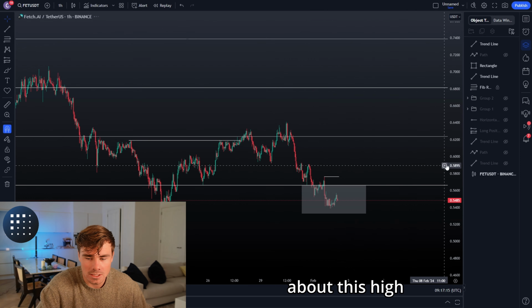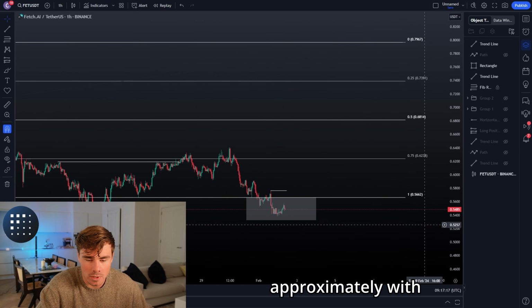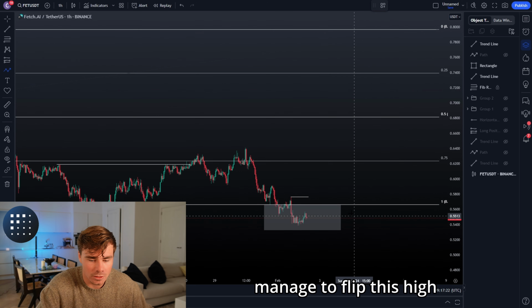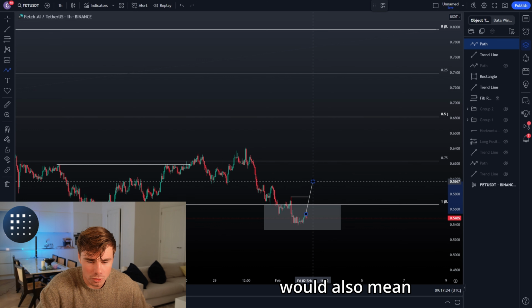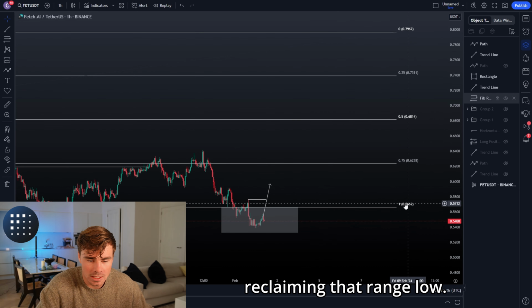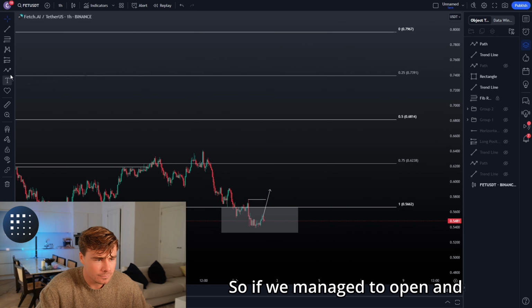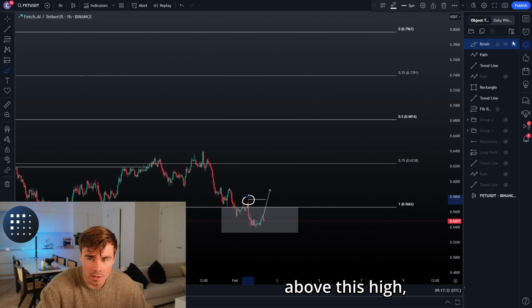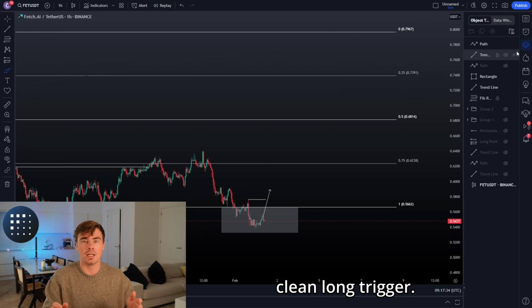So that means that we have to break through this high. What's so clean about this high is that it aligns approximately with that range low, right? So that means that if we manage to flip this high towards the upside, that would also mean that at the same time we are reclaiming that range low. So if we manage to open and close a candle on the 1 hourly time frame above this high, we get a very clean long trigger.